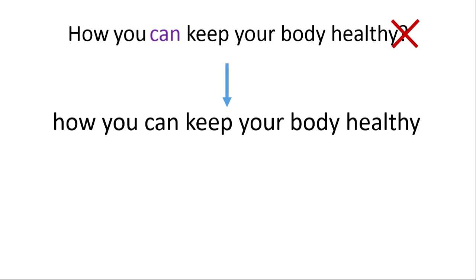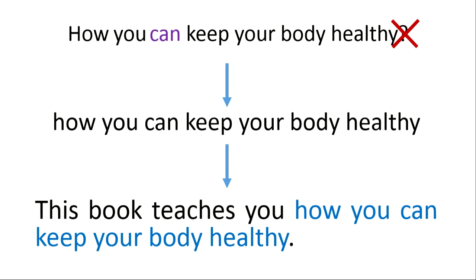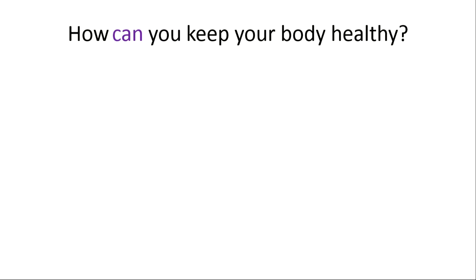Now we can use it as either subject or the object of a new sentence. And here we go. This book teaches you how you can keep your body healthy. The blue part here is the noun clause that we just made. We have used it as the object of the verb teaches. Now, here we go again. We have the same example. Let's do it again.